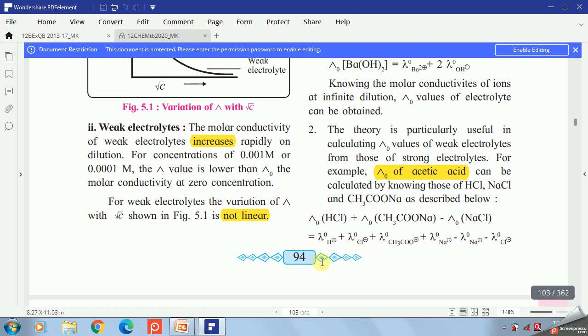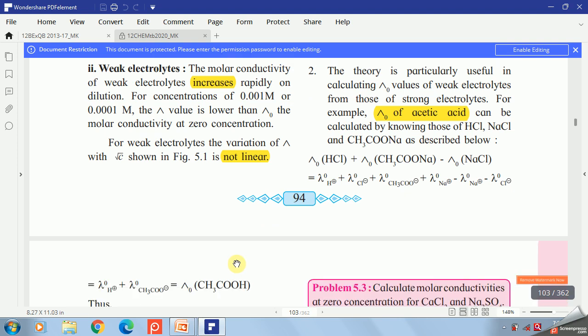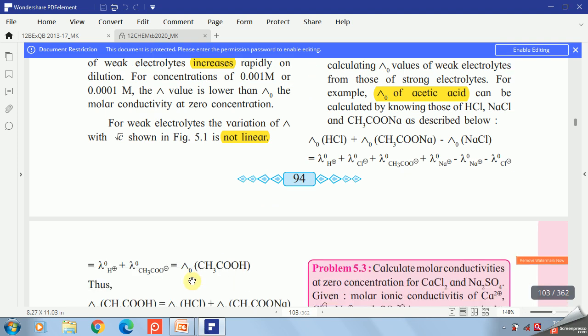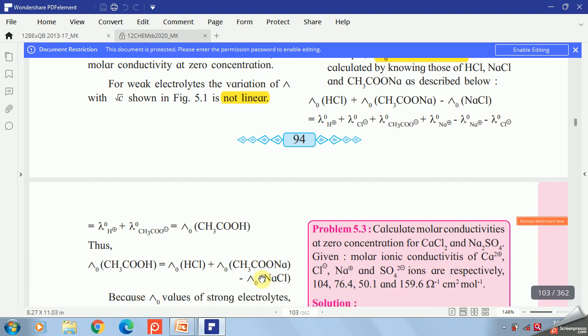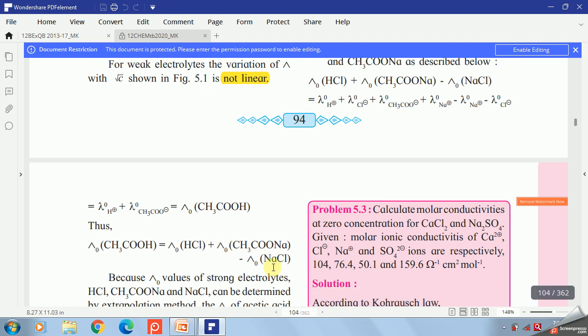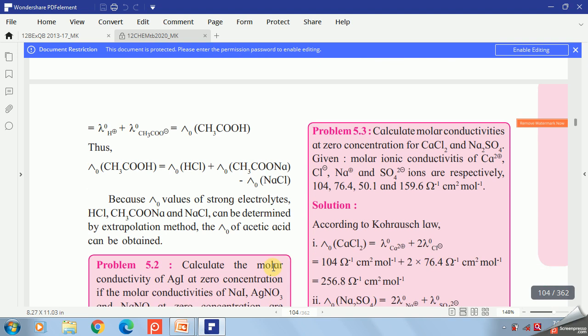What remains? Lambda 0 of H plus and lambda 0 of CH3COO minus, that is nothing but lambda 0 of CH3COOH. So thus lambda 0 of CH3COOH is equal to lambda 0 HCl plus lambda 0 CH3COONa minus lambda 0 NaCl. Because lambda 0 of a strong electrolyte can be determined by the extrapolation method, but lambda 0 of acetic acid cannot be determined by extrapolating because it is a weak electrolyte. That's why we use Kohlrausch's law.